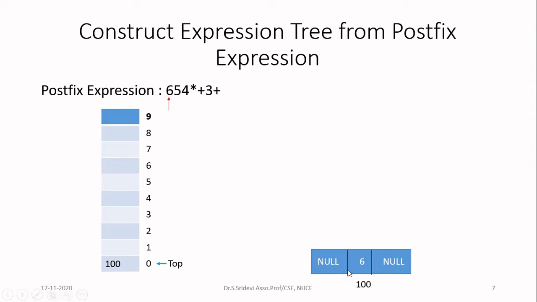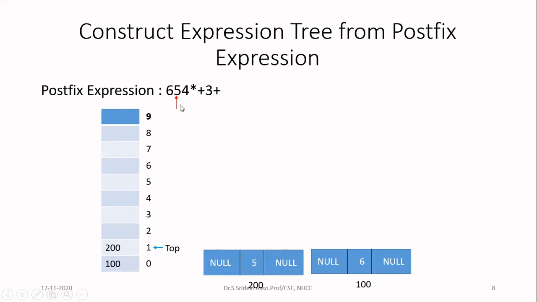So after the memory is allocated, I have to store the address 100, which is the pointer, on the top of the stack. So for that, I'm incrementing the pointer top. In the index 0, I'm storing 100. Then I'm scanning the next symbol. So the next symbol is 5. Again, it is an operand. So I have to create a new node for the operand. So the new node is having the value as 5. Since it is an operand, both the pointers are null. And then the starting address of the new node is 200. This address will be stored on the top of the stack. So at the index 1, I'm storing 200.